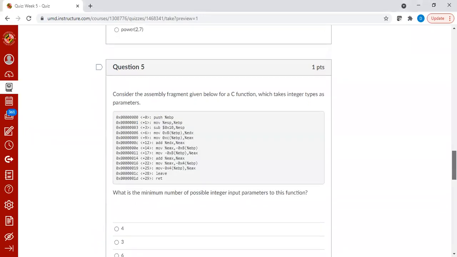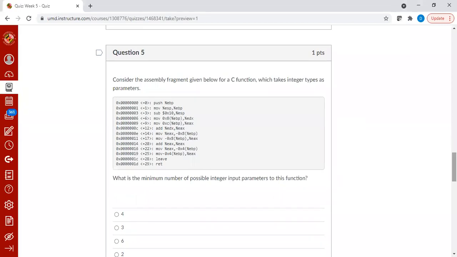That's all. Consider the following fragment given below for a C function which takes integer types as parameters. What is the minimum number of possible integer input parameters to this function? So we don't know the function signature. Let's assume the function takes some integer inputs. We don't know exactly how many. We are trying to predict what could be the minimum number of possible integer types.